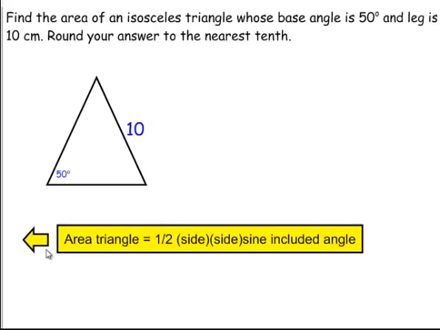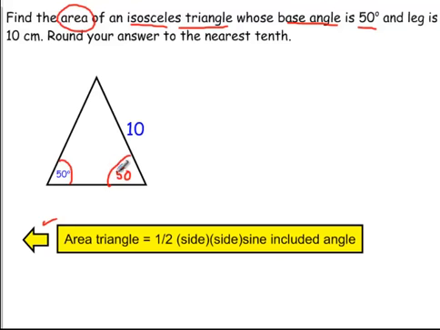Find the area of an isosceles triangle whose base angle is 50 and leg is 10 centimeters. Round your answer to the nearest tenth. Alright, so as I read through this, I got to pick out some key words here. Here's my triangle. I want to find the area. So there's my area formula. Isosceles triangle means two sides are the same. Base angle is 50. Right there I can stop and look at this. Okay, my base angle is 50. I know another base angle is going to be 50.